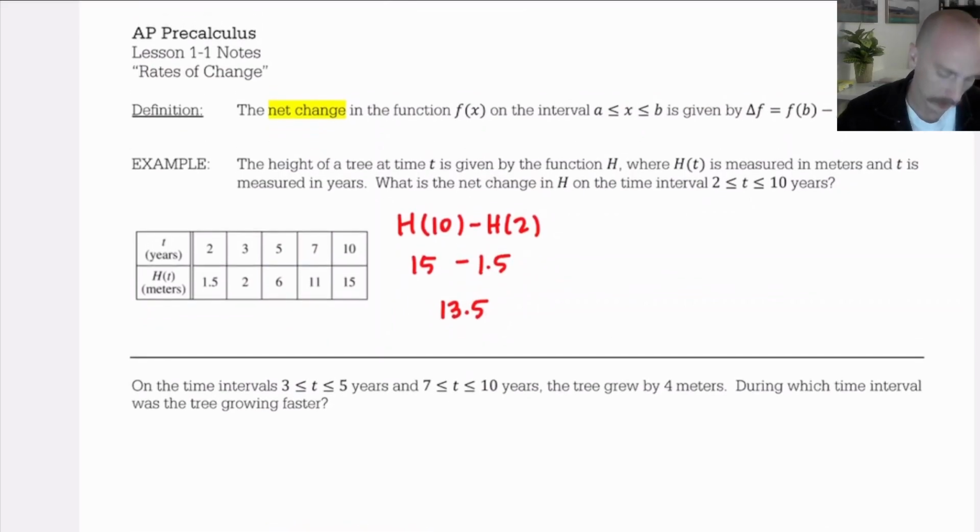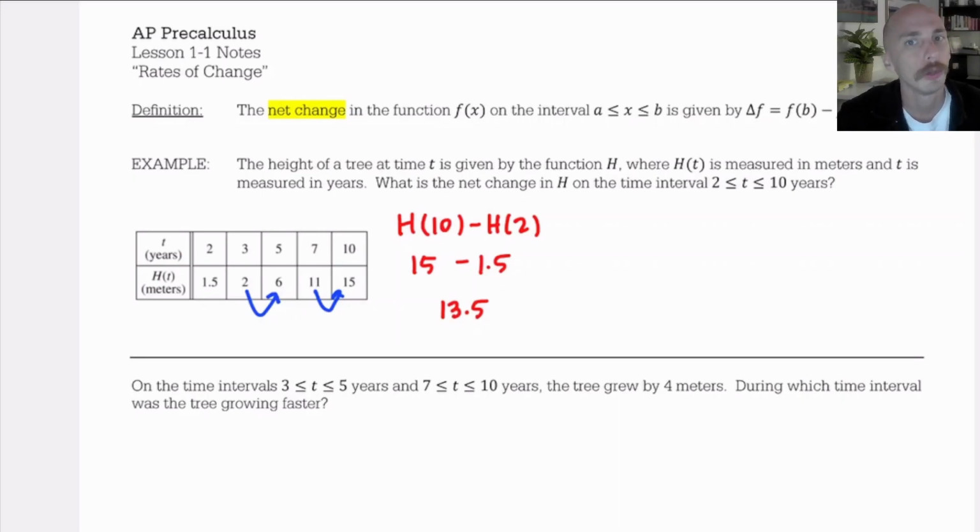And then it says, over the time intervals 3 to 5 and 7 to 10, so like here and there, the tree grew by 4 meters. And it asks, during which time interval was the tree growing faster? And I asked that question in my classes, and most people were confidently saying that it happened faster over the time interval 3 to 5 because it took less time for it to grow 4 meters. And intuitively we know that means that it grew faster.